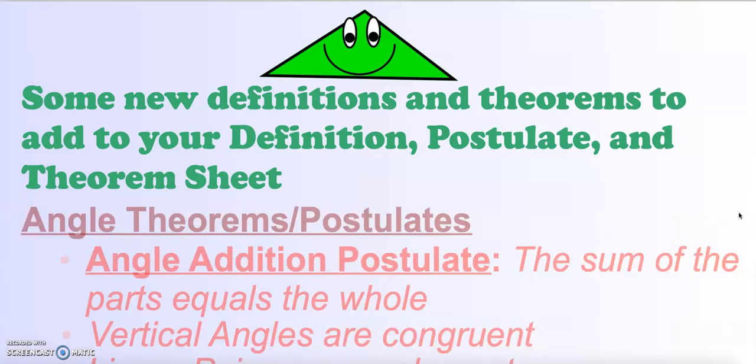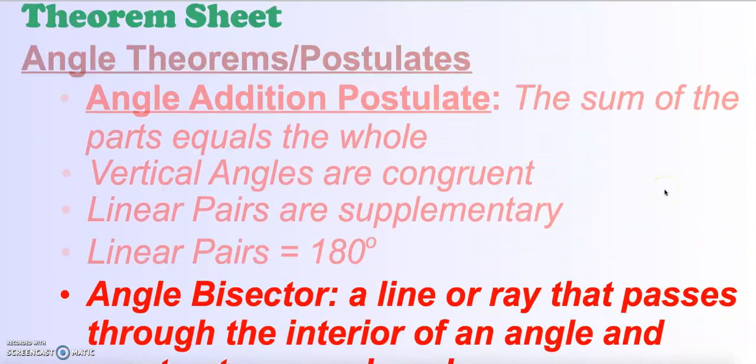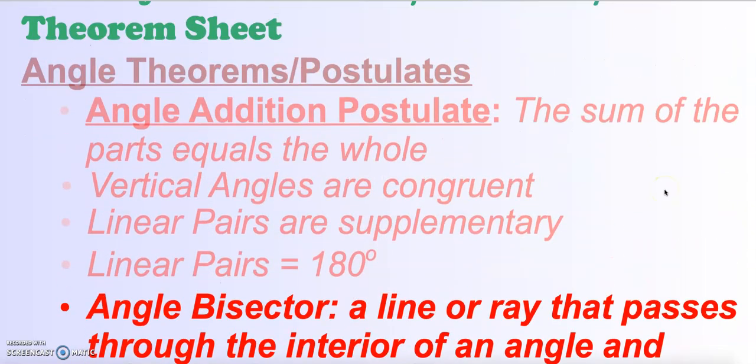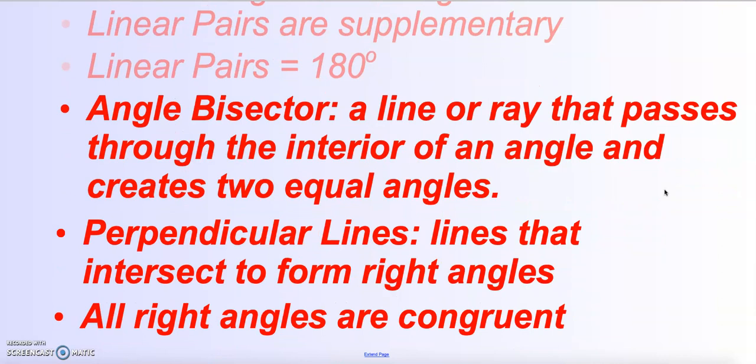So here's a case where in your definition, postulate, and theorem sheet, we already have all this stuff under angles, but here are the new ones that I want to talk about today. The first of the 3 is the definition of an angle bisector. And an angle bisector, you can read, ends up giving us 2 equal angles. And this is one of those two-way statements: if you have an angle bisector, you get equal angles. But if you have equal angles and a line that goes through the interior of the angle, you can also say that that line must be an angle bisector.